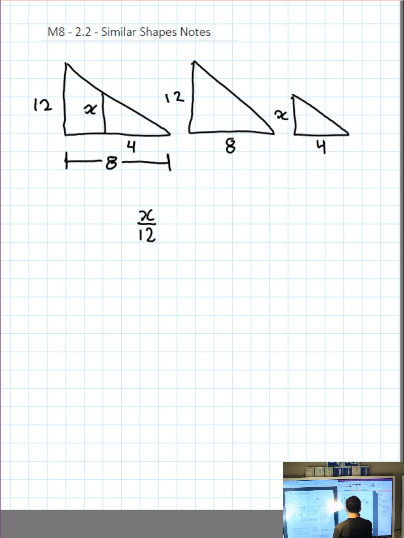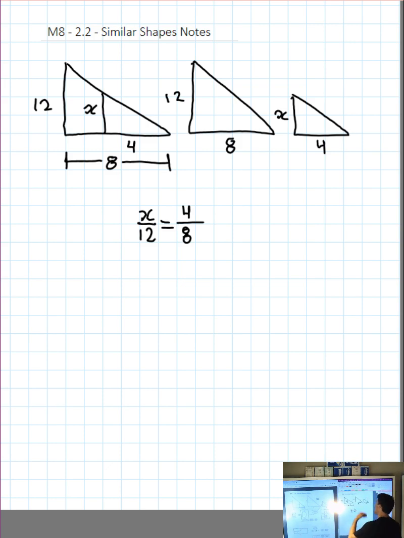X over 12, should have started off with over equals over, is 4 over 8. So the way I set that up was I set it up as small vertical is to big vertical, as small horizontal is to big horizontal. But you can set it up any way you like. You just have to be respective.